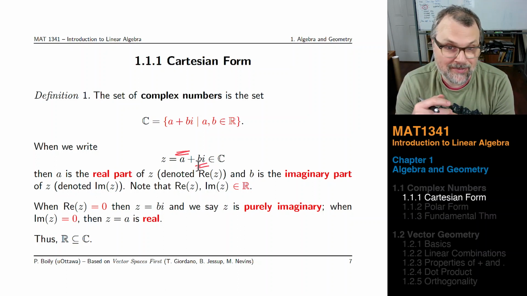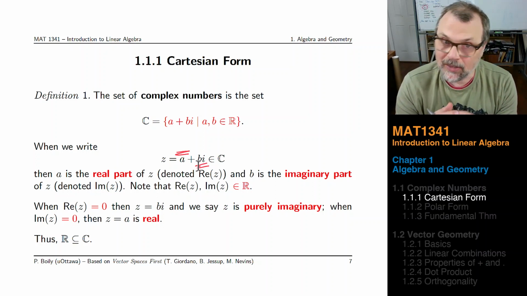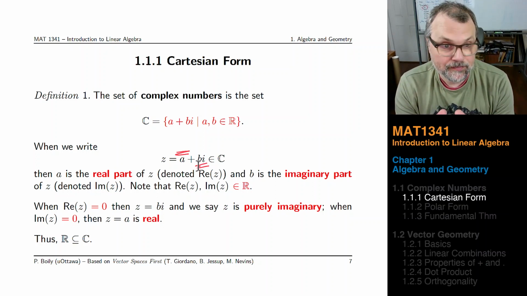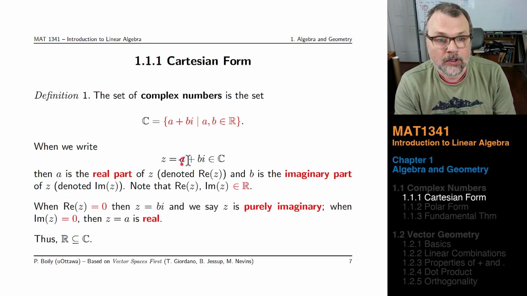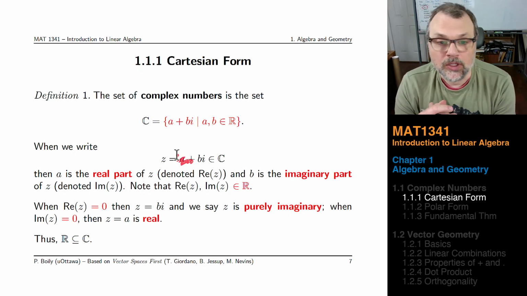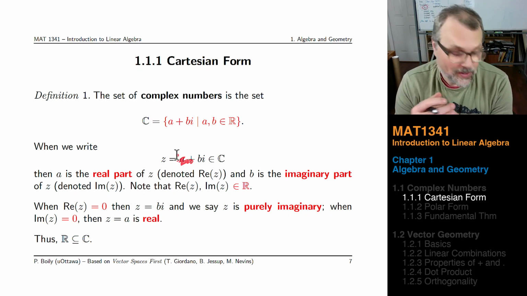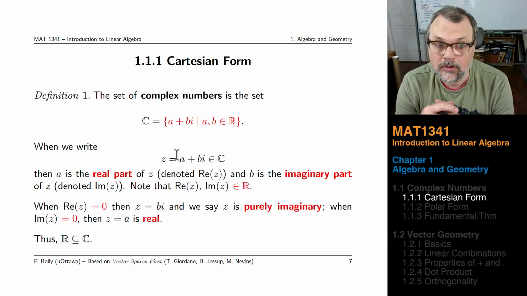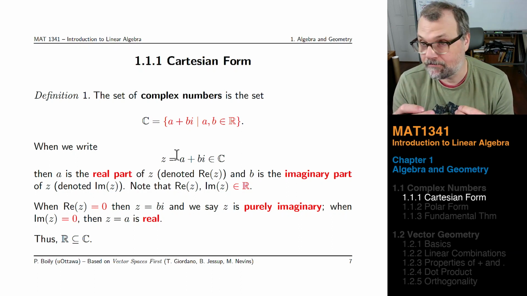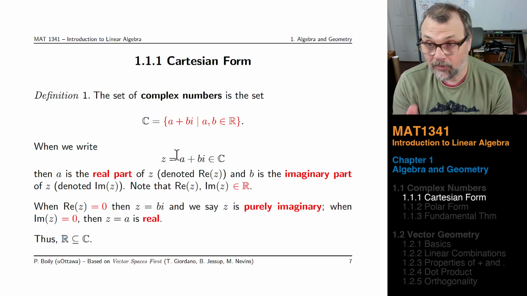The real part and the imaginary part are real numbers. I want to repeat this. The imaginary part is not b times i, it is just b. When the real part is 0, when there isn't an a in your number, then you are left with something which we call purely imaginary. When the imaginary part of the complex number is 0, then what you're left with is a real number. So real numbers are a subset of complex numbers.